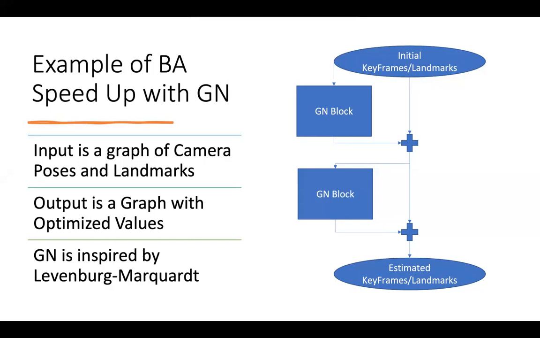For this specific problem, this work used as input a graph of camera poses and landmarks. Looking at the diagram on the right, the initial keyframes and landmarks are the input graph. They go through a graph network block, which is a framework of a graph neural network, and then through multiple graph network blocks, where the output is the optimized values of the estimated keyframes and landmarks. These graph networks are trained to learn to predict the actual optimized values from the input graph and give you an output graph of the optimized values. The graph network was also inspired by the Levenberg-Marquardt algorithm.